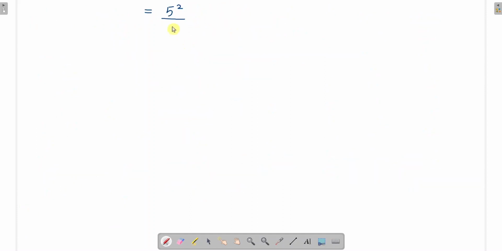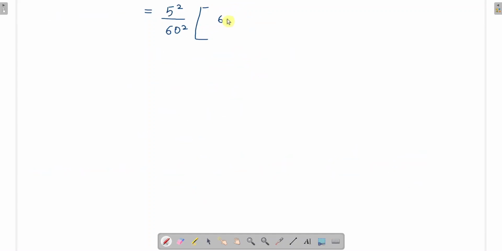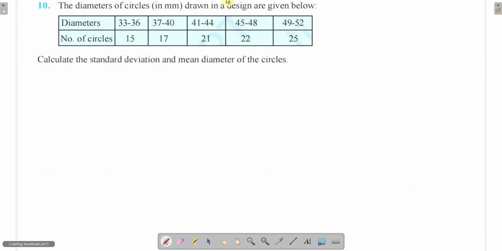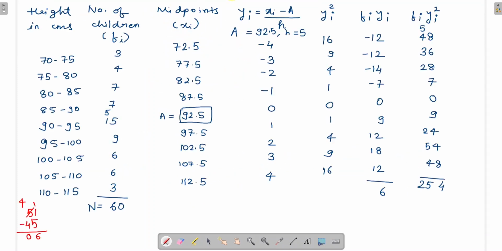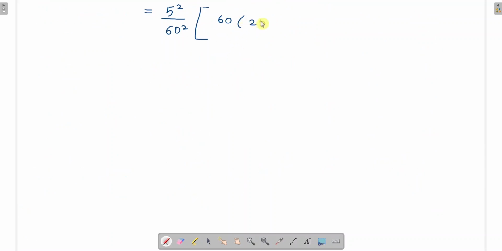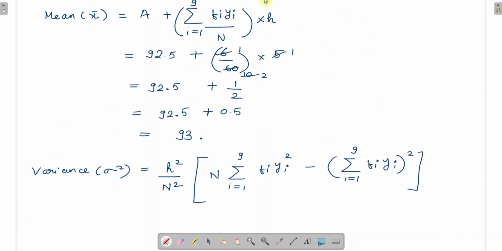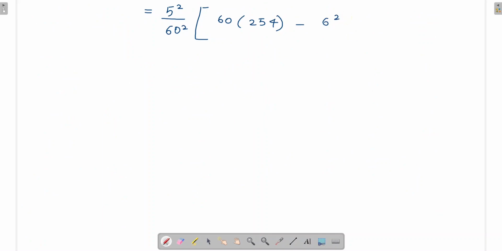So 60 square. Okay, then into n is 60 into summation f_i y_i square, so that is 254, minus summation f_i y_i is 6, so 6 square. Okay, this will be equal to 25. 5 square is 25, 60 square is 3600.